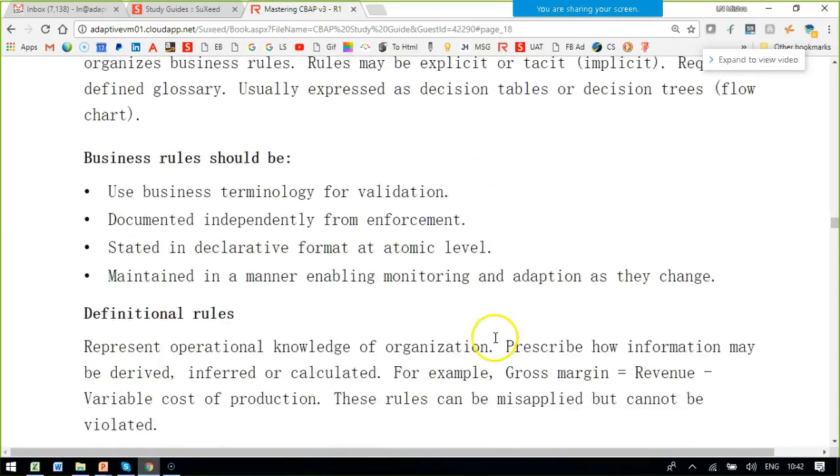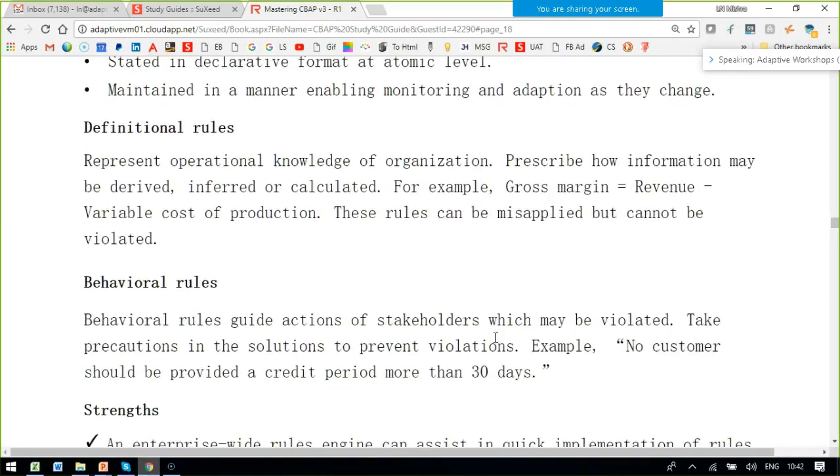Okay, so in BABOK, it talks of two kinds of rules, which I think as CBAP folks, you should remember. One, we call it a definitional rule, which means a definition that does some calculation or gives some kind of a grouping. Here I have given an example: gross margin is equal to revenue minus variable cost of production. That's a definitional rule. And behavioral rule means what should be practiced by the stakeholders. That's what we call a behavioral rule.